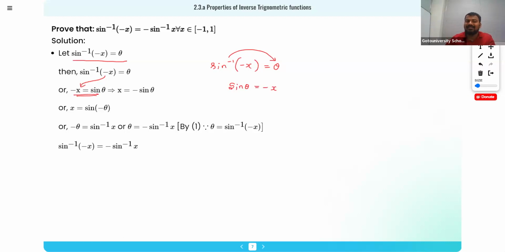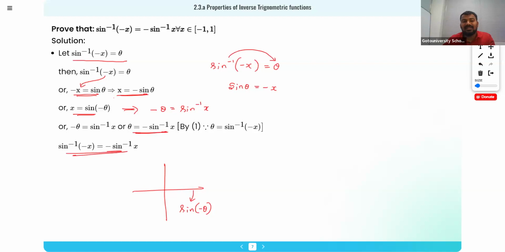So we have negative x is sine theta, or can you say x is equal to negative sine theta as well? I'm trying to take the negative over to the other side. Okay, x is equal to negative sine theta. We know from that add sugar to coffee, negative sine theta is going to be sine of negative theta, isn't it? Sine of minus theta is minus sine theta. So I can write it as x is sine of minus theta. Now if you take the inverse of it, it gives minus theta is equal to sine inverse x.